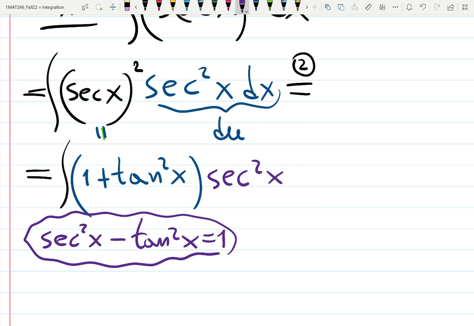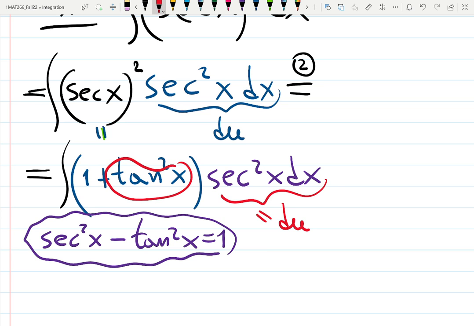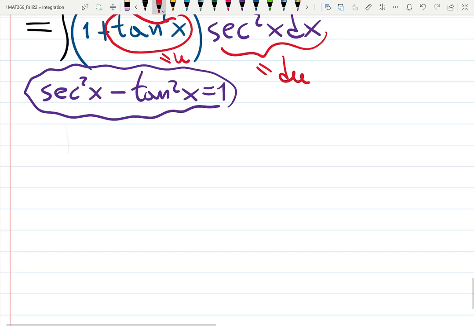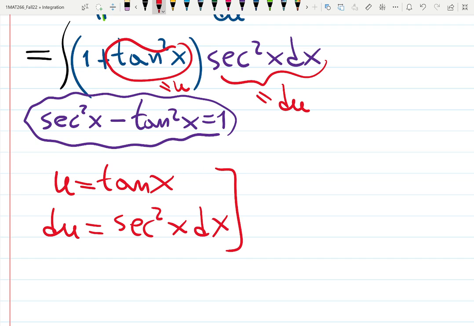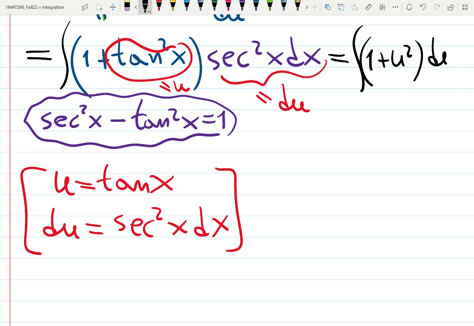Secant squared x dx. And we already know this tail will be du. If this tail is du, tangent is u. Let's do it. If u is tangent x, du is secant squared x dx. If you don't remember, this is coming from derivatives. So the integral will be what? 1 plus u squared du. And we just had this before at the very beginning. So it comes to be the simple one.